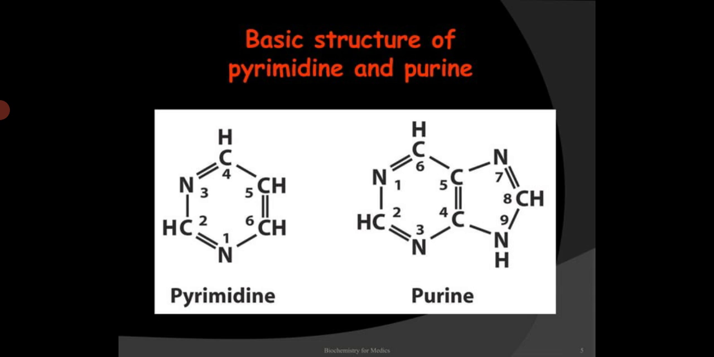Now the basic structures of the purines and pyrimidines. As said, the purines are double ringed compounds and pyrimidines are single ringed compounds. At positions 1, 3, 7 and 9 in a purine there are nitrogen atoms, and at the first and third positions of a pyrimidine there is a nitrogen.